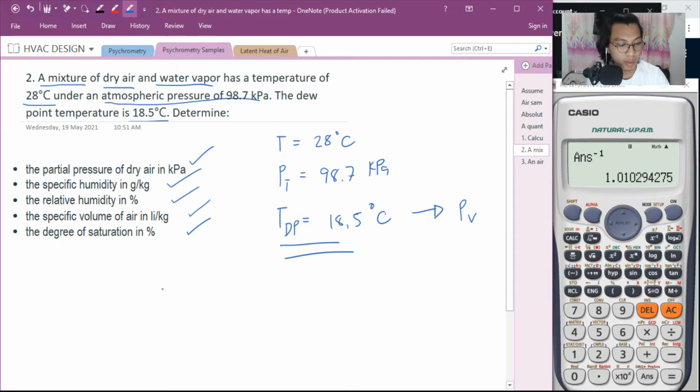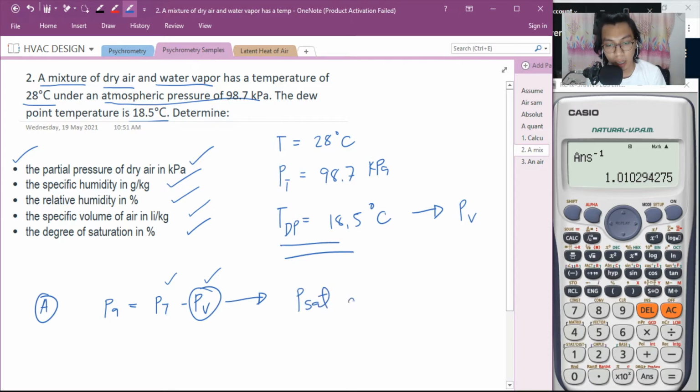So first, let us find the partial pressure. A, the partial pressure. How will you get that? PA is equal to PT minus PV. Do you have PT? Yes. Do you have PV? Yes. Where do you get PV, sir? You get PV from the P sat at the dew point temperature. Look it up in your steam tables at 18.5 degrees Celsius.